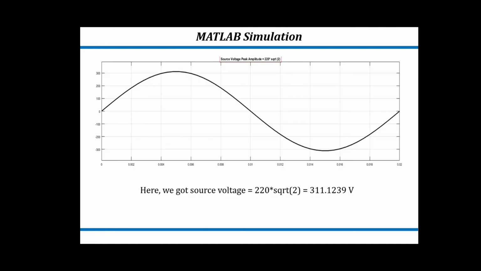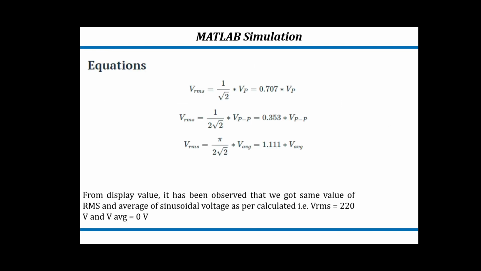An RMS block is available in MATLAB, so the measured voltage is given to the RMS block. As we know, V peak is equal to Vrms upon root 2, hence V peak is equal to Vrms into root 2. Hence Vrms equals 220 volt, and V peak is equal to 220 into root 2. Hence we got a source voltage equal to 220 into square root of 2, that is 311.1239 volt. These are the equations for the RMS value of voltage.